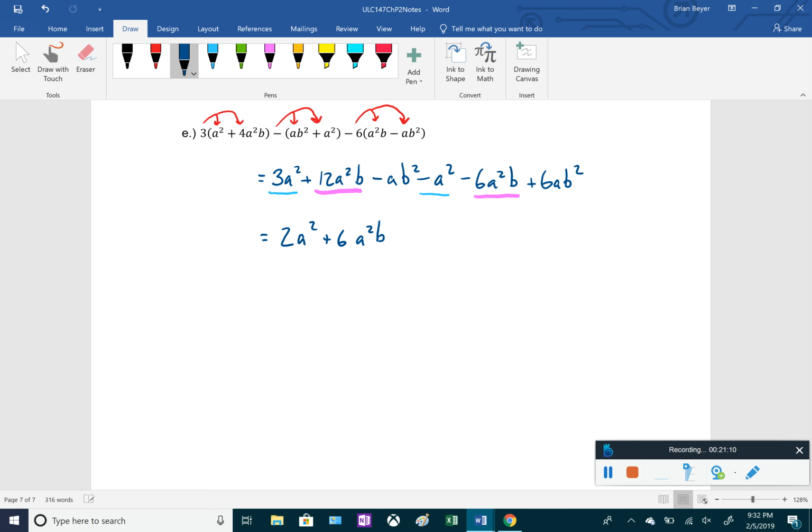And lastly, we have minus ab squared plus 6ab squared. Like terms, negative 1 plus 6 is plus 5ab squared. Okay, so that is it for section P2.